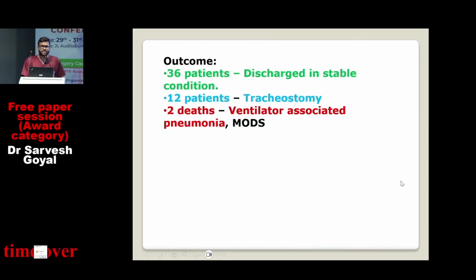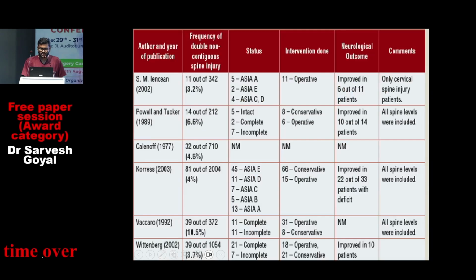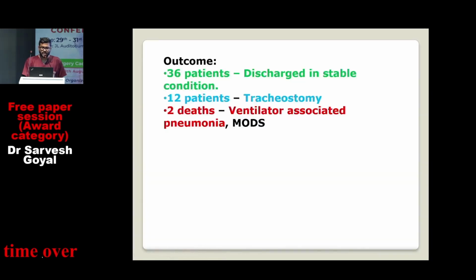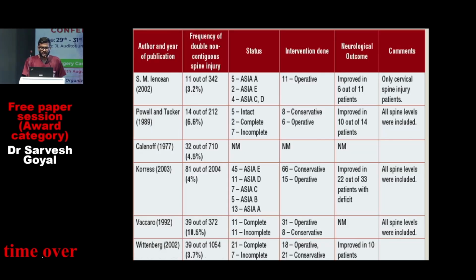So the outcome: 36 patients were discharged in stable condition, and 12 patients who had cervical spine injury required tracheostomy. There were 2 deaths because of ventilator-associated pneumonia and multi-organ dysfunction syndrome. The literature on dual spine injury is very scarce. There are only 6 studies which discuss these dual level non-contiguous spine injuries.